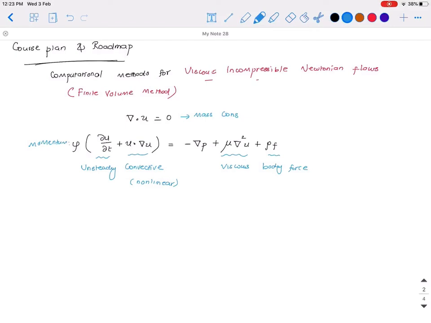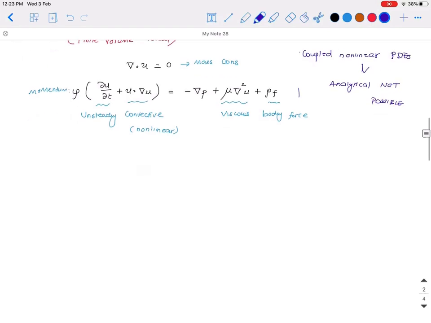As you know from your fluid mechanics course, Navier-Stokes equations are partial differential equations. They are non-linear partial differential equations. The non-linear term is the convective term here. They are coupled non-linear partial differential equations. So the analytical solution to this complex equation is not possible. So we focus on computational methods to obtain an approximate solution.